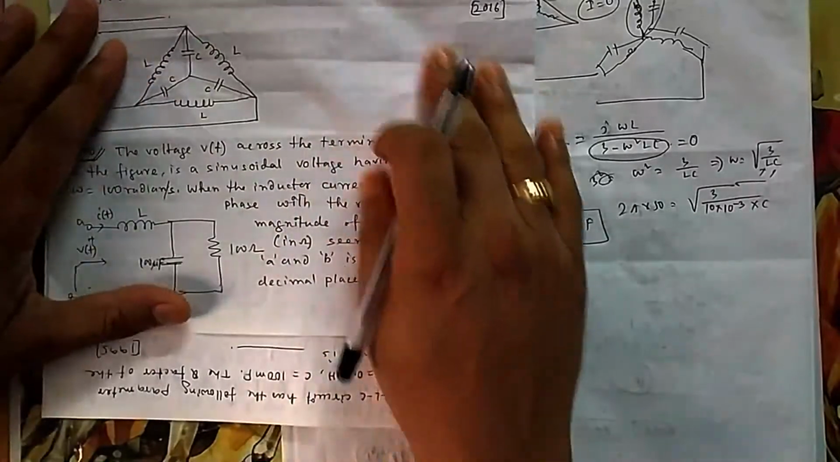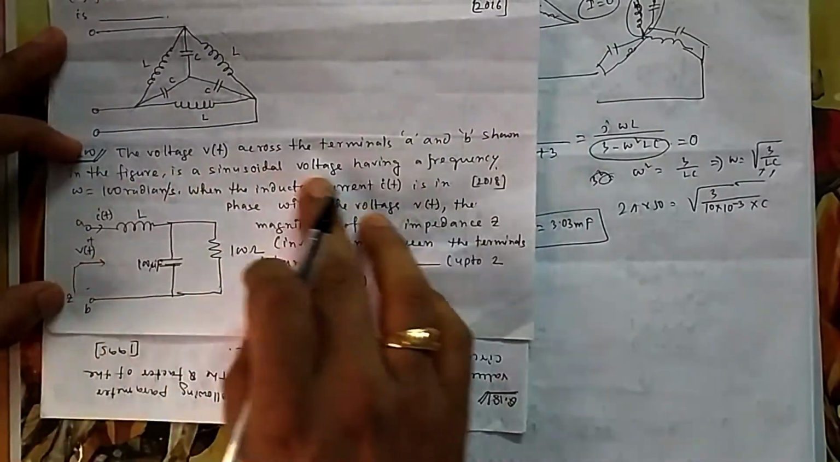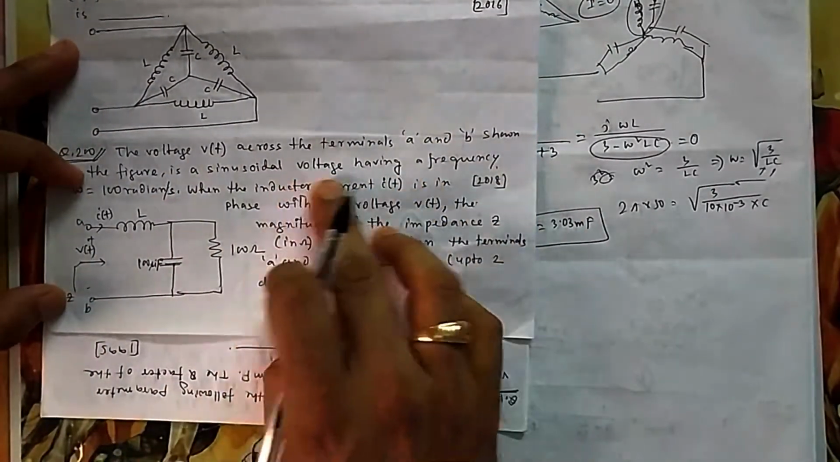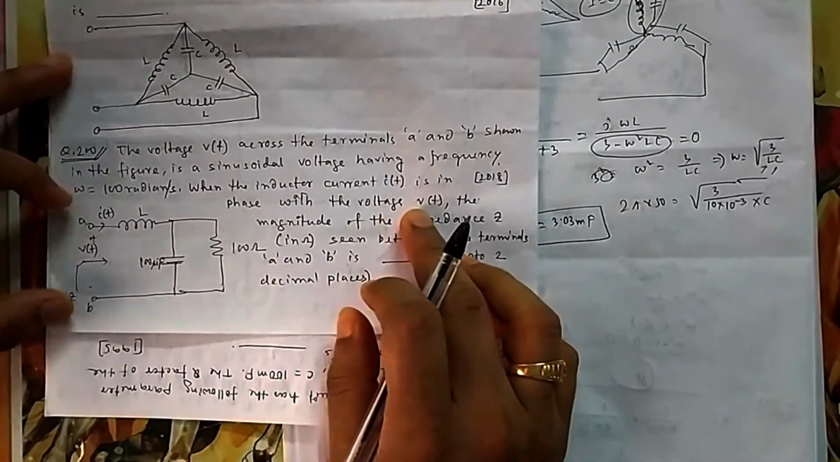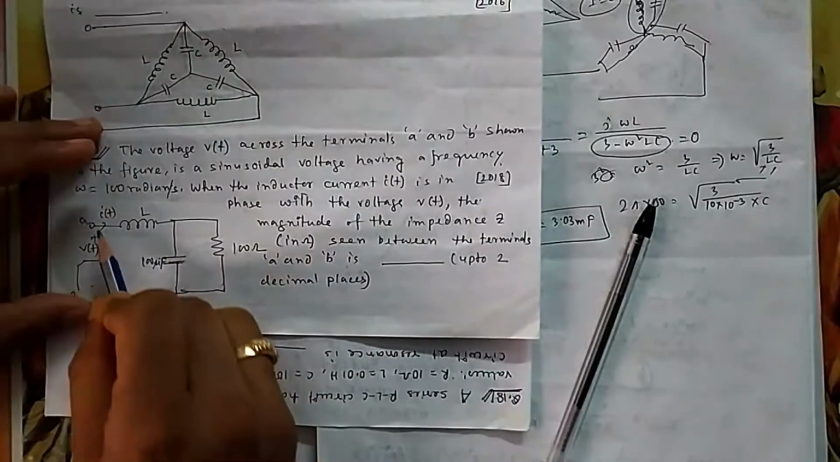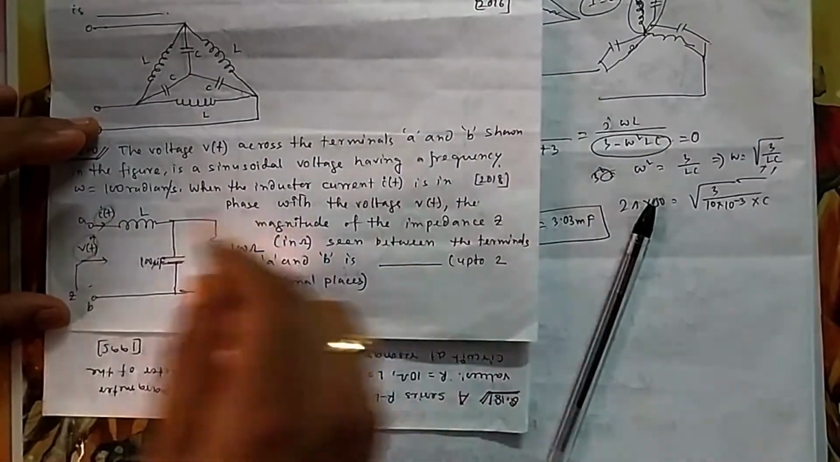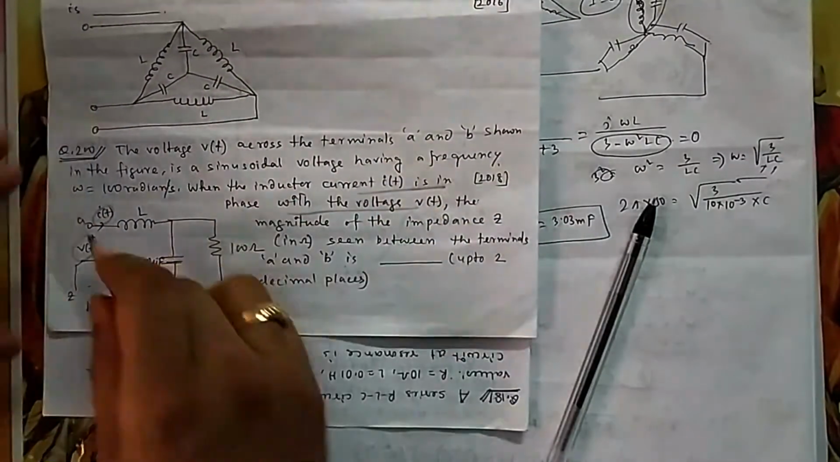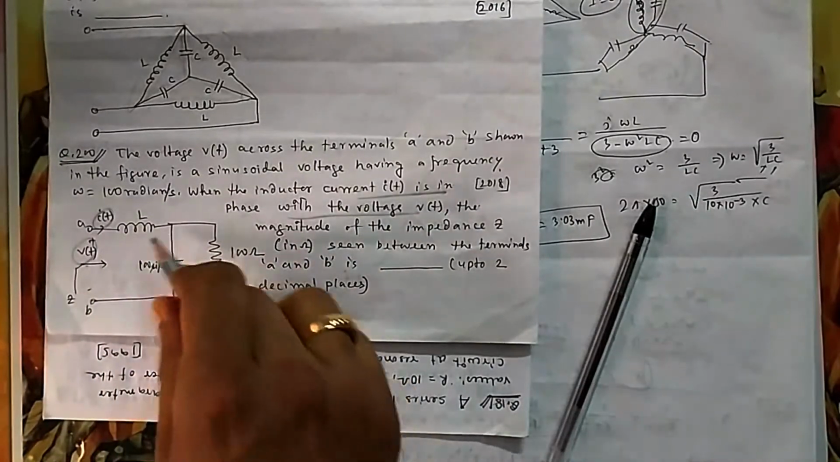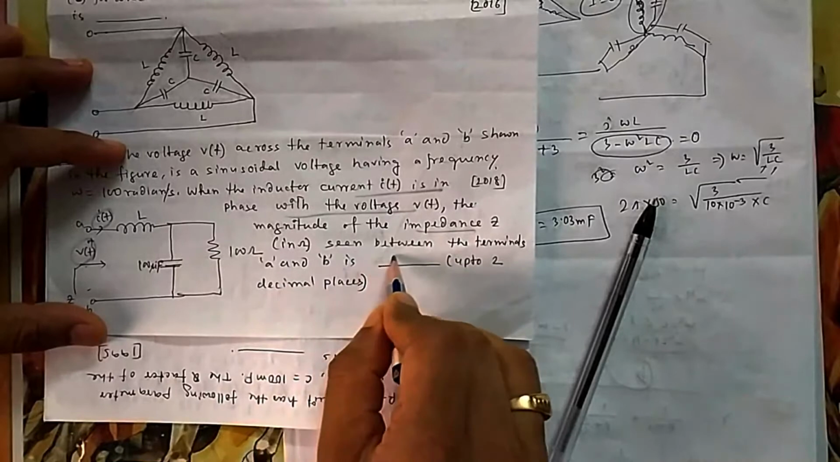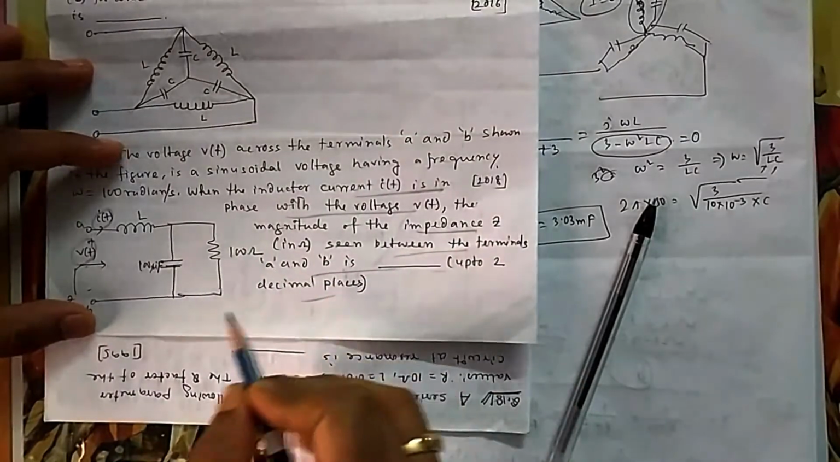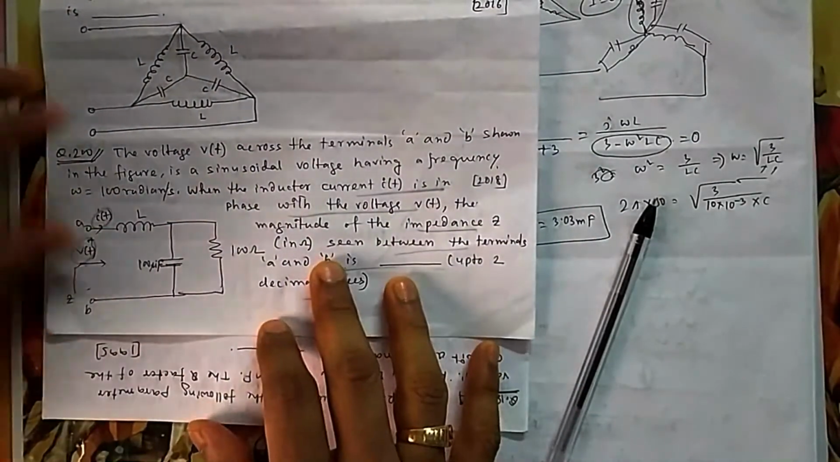The voltage Vt is applied across the terminal AB in the figure, a sinusoidal voltage source having this much frequency. Inductor current IT is in phase with Vt. This inductor current IT and Vt are in phase. Are in phase means the angle between them is 0. That means it is at resonance. That means it is like a pure resistance. The magnitude of the impedance Z seen between the terminals A and B, up to 2 decimal places. They are asking what is the impedance that you are seeing.